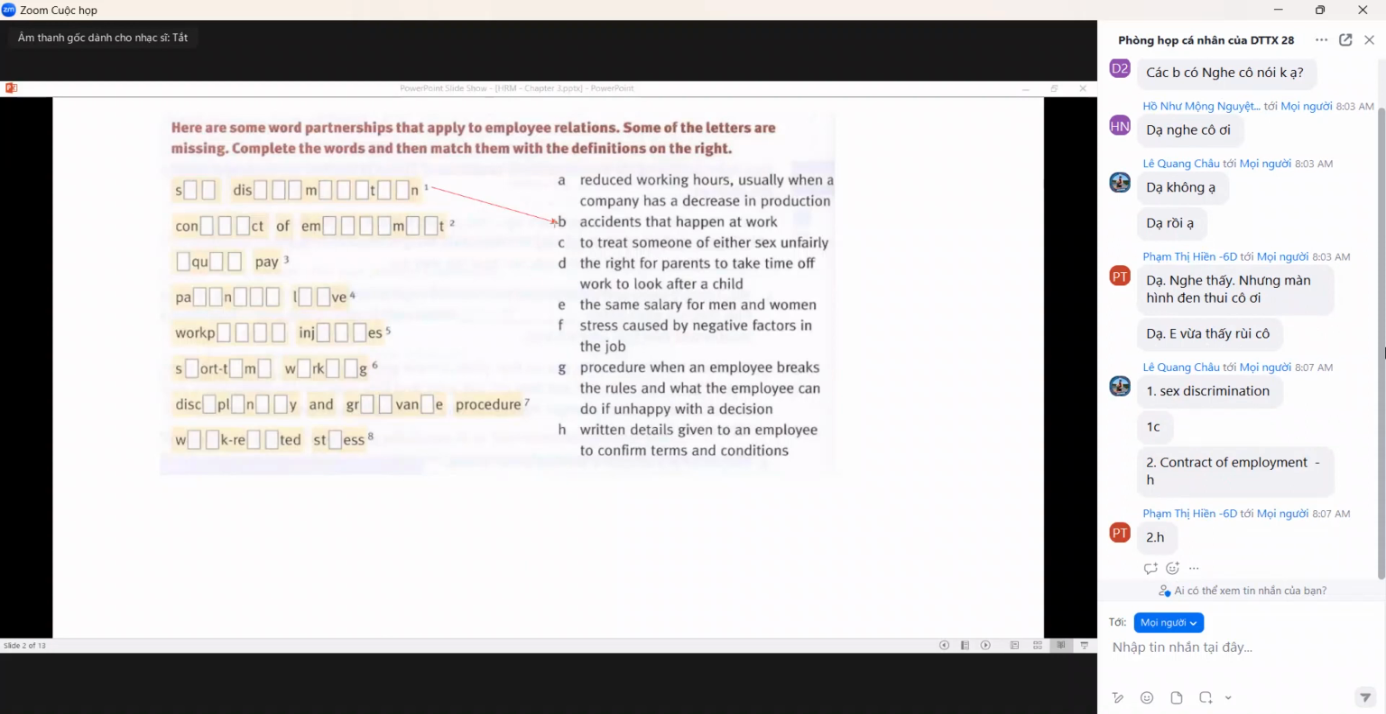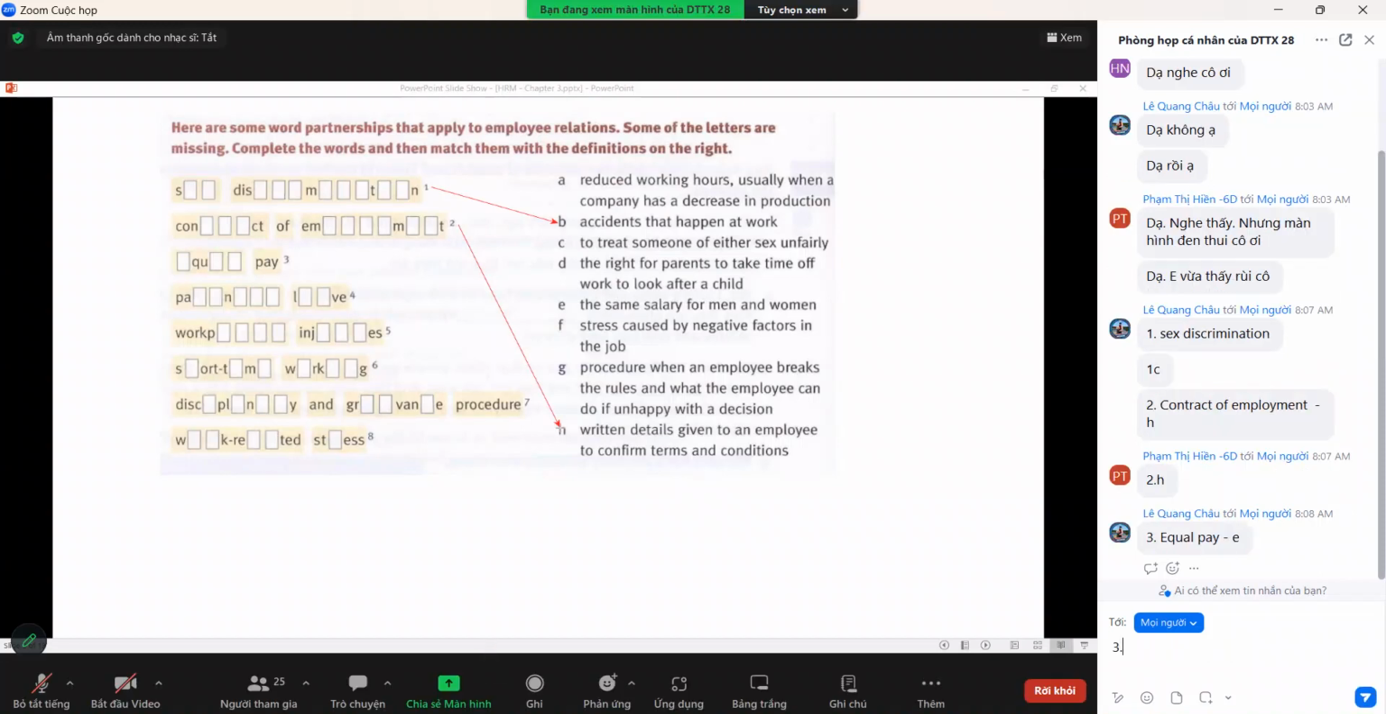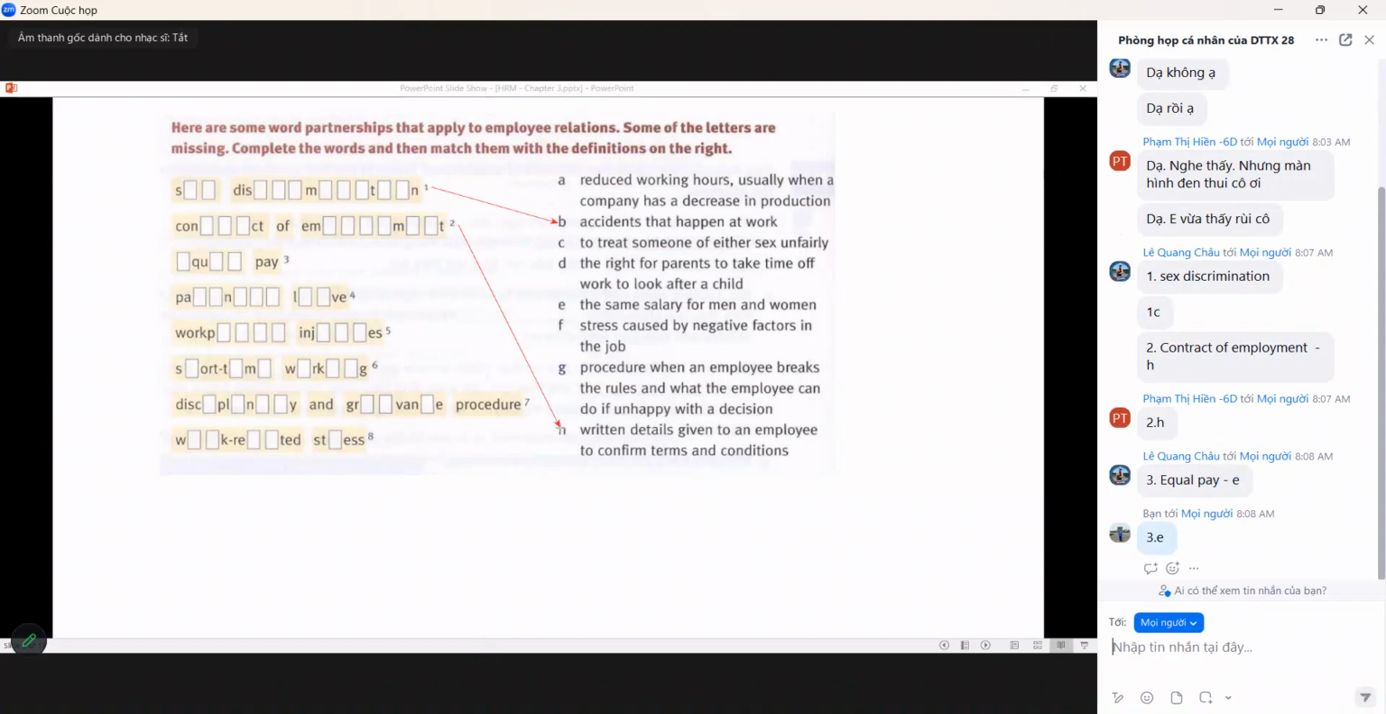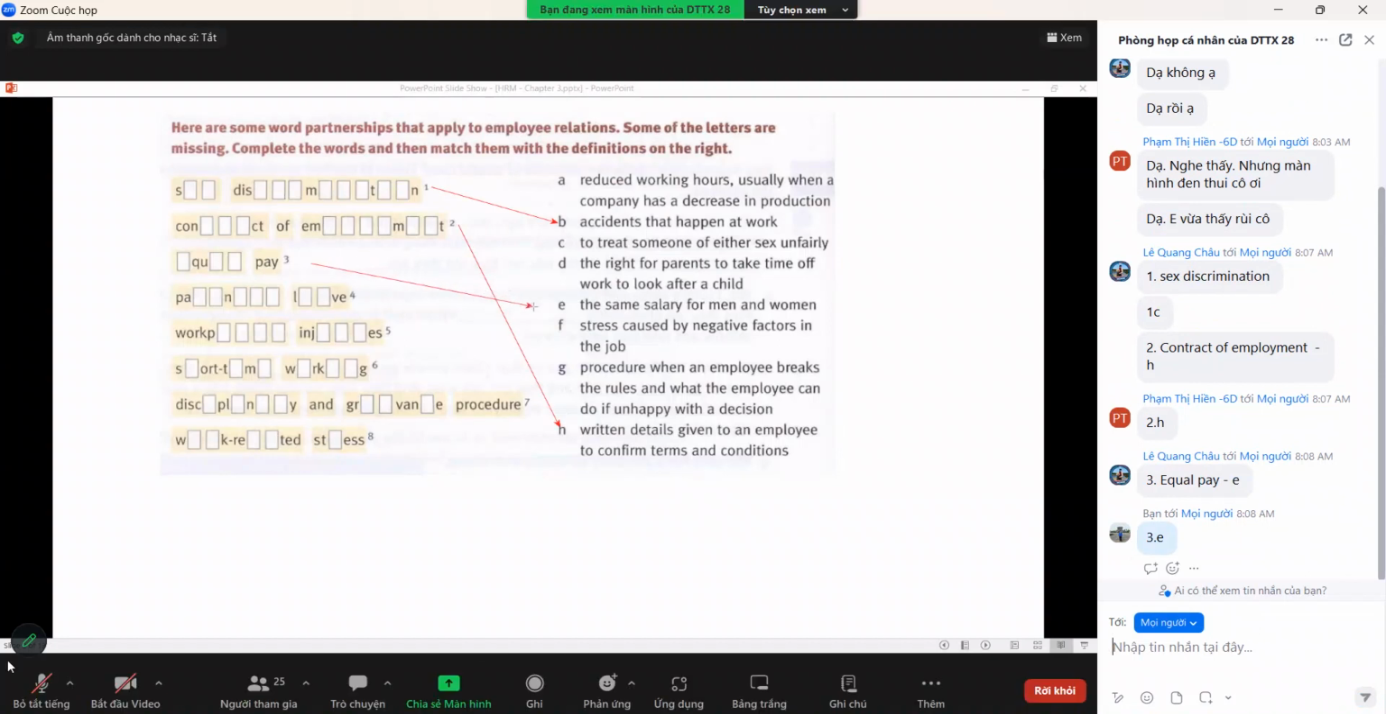Number 2, contracts of employment. Yeah, and H. Yes, correct, because in the contract of employment, we usually have the terms and conditions when you sign the contract. It also mentions salary too. So 3, equal pay. 3E. The same salary for men and women. Yes. Okay. Equal pay. That's correct.